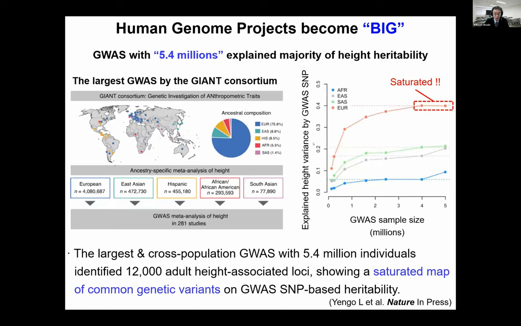Here is an example of our current achievements. This is the largest GWAS ever, with 5.4 million individuals, on adult height, which successfully identified tens of thousands of height loci. But this study shows that after the sample size becomes bigger than around 3 million individuals, what we learn, or how much heritability the genetic data explains, became saturated. This is a saturated map of common genetic variants in GWAS. So in some sense, we are at one of the initial finalizing stages of GWAS.